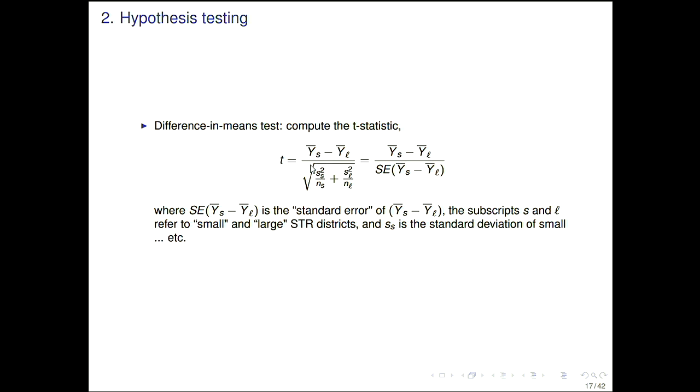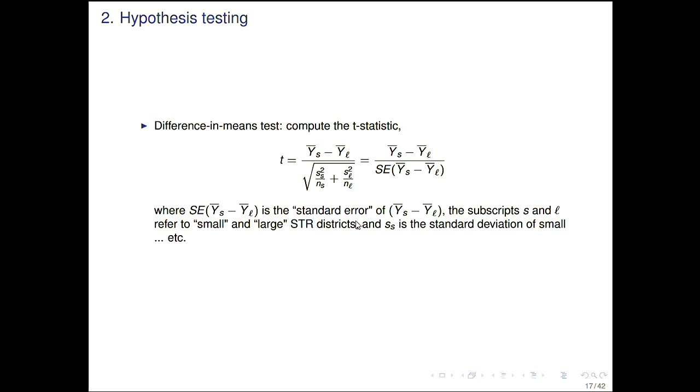So the T ratio is a ratio. It has a numerator and a denominator. The numerator is our estimate, and the denominator looks like this. Basically, this is a weighted sum of standard deviations, and the weight comes from the sample size. So we can calculate the standard error of this estimated difference in test score. The numerator is our estimator, and the denominator is the standard error of the estimator.